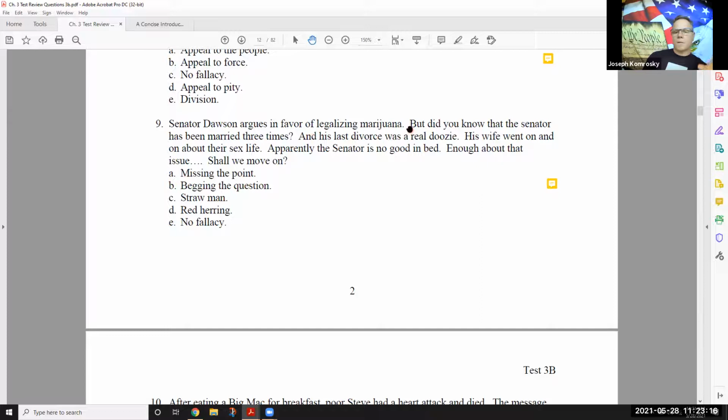But what is this person doing in the argument? They're sidetracking. They're talking about how many times he's been married, divorce, sex life, no good in bed, on and on and on. Completely sidetracking. What is that? That is a red herring fallacy. What is a red herring? Some of you don't know. How many fishers are out there, people that love fishing?